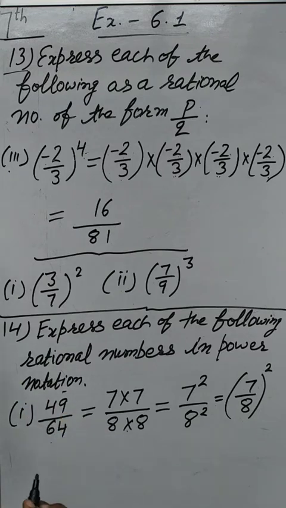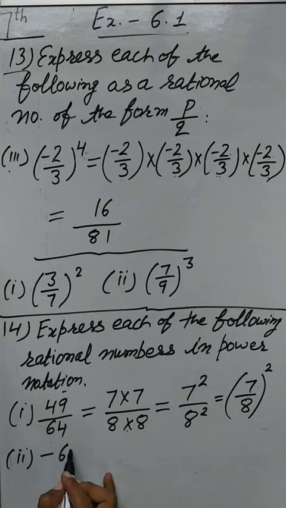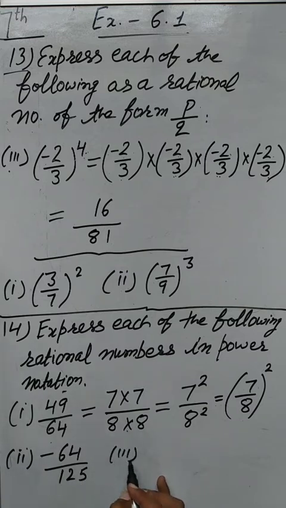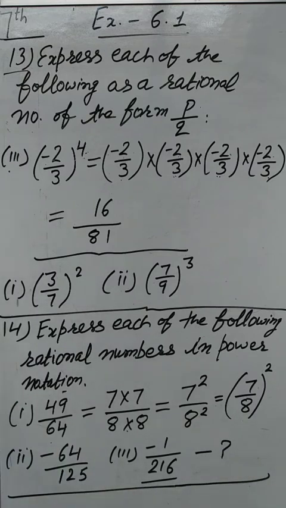Similarly, beta, the second part you can solve. Minus 64 upon 125. Okay, try it by yourself. And the third part is, beta, minus 1 upon 216. 216, beta, very easy. 6 multiply 6 multiply 6. And 1 is as it is. Okay, so try it by yourself. Easily you can solve these problems.